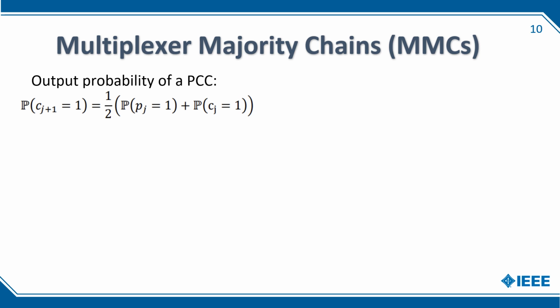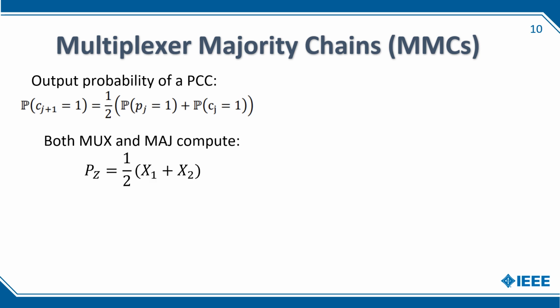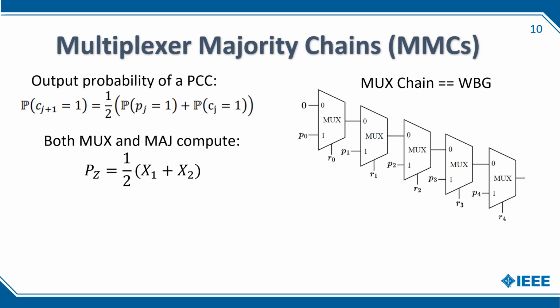The equation states that the output probability of a j+1 bit PCC is the average between one of the binary input bits, pj, and the output of a smaller PCC with only j bits. The recursive form of this equation suggests that PCCs may be constructed as a chain of stochastic averaging circuits. The mux gate computes the exact averaging function we need, 1/2 (x1 plus x2). Thus, it can be shown that a chain of muxes connected as shown in the upper right forms a WBG-type PCC.